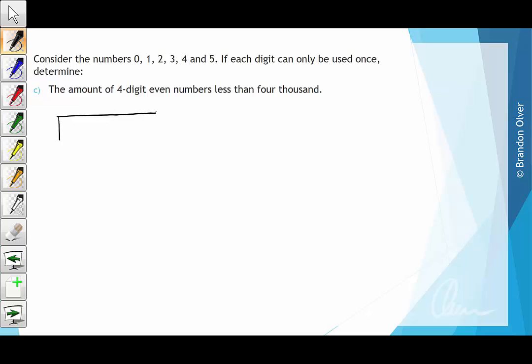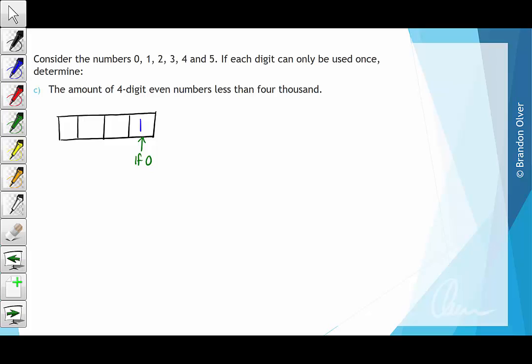So we still have 4 digits, so we can represent that as 4 boxes in a row. And the first case we're going to consider is if the final number is 0, because that will ensure the number is even. And if the final number is 0, there is one option that can go in that 4th position. So now we need to consider all the other positions in the number.